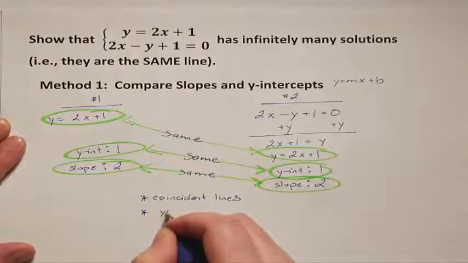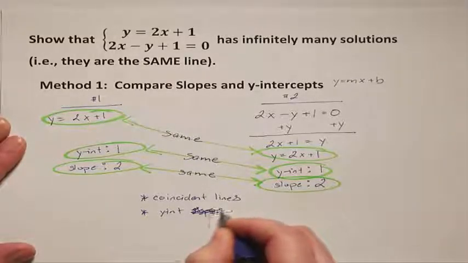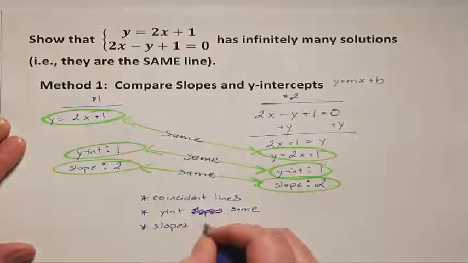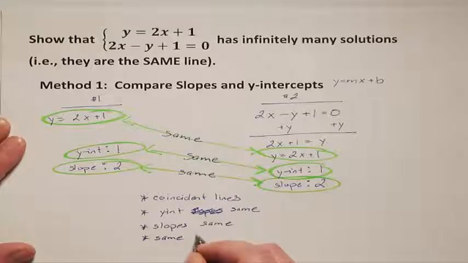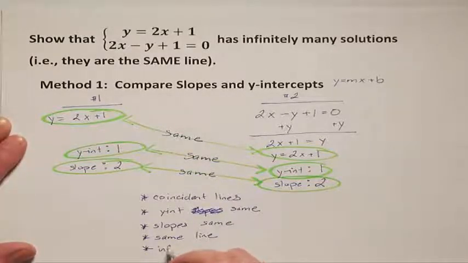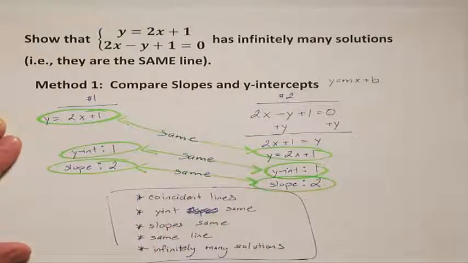They're coincident lines because their y-intercepts are the same and their slopes are the same. What a coincidence. They were the same line. And since they're the same exact line, they share every single point. That means that there are infinitely many solutions. So what a coinky-dink. We had two of the same exact line. So they're called coincident lines because they're the same line.